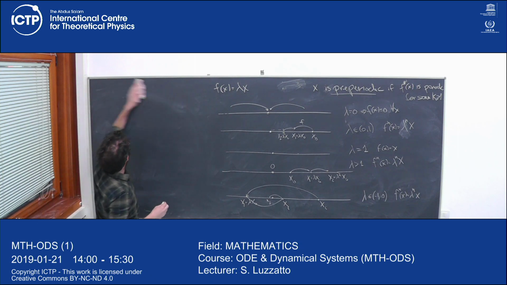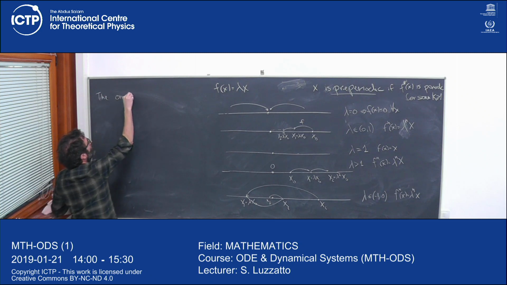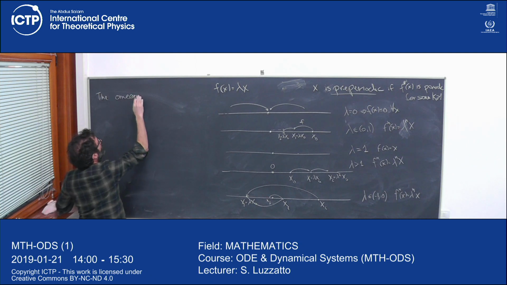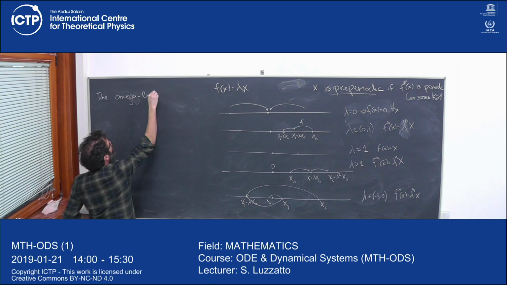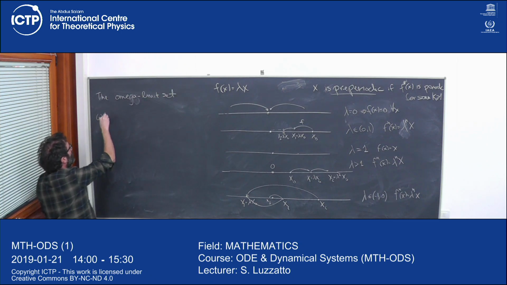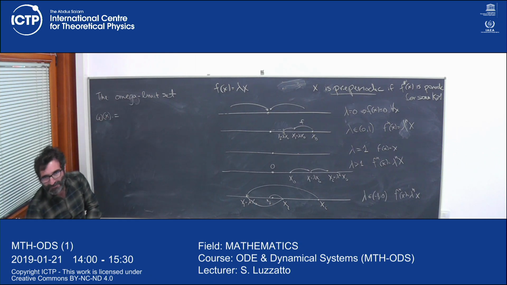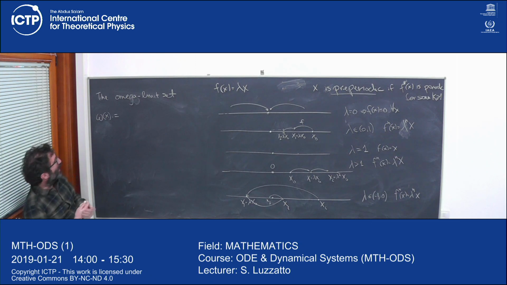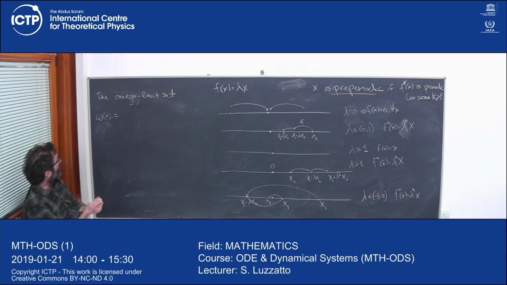So we define the omega limit set, omega of x. So sometimes I use x and sometimes I use x0. Forgive me, okay? They mean the same thing. It's just that when I'm going to use the notation x1, x2, x3, then I use x0. But x0 is just a choice of initial condition, right?